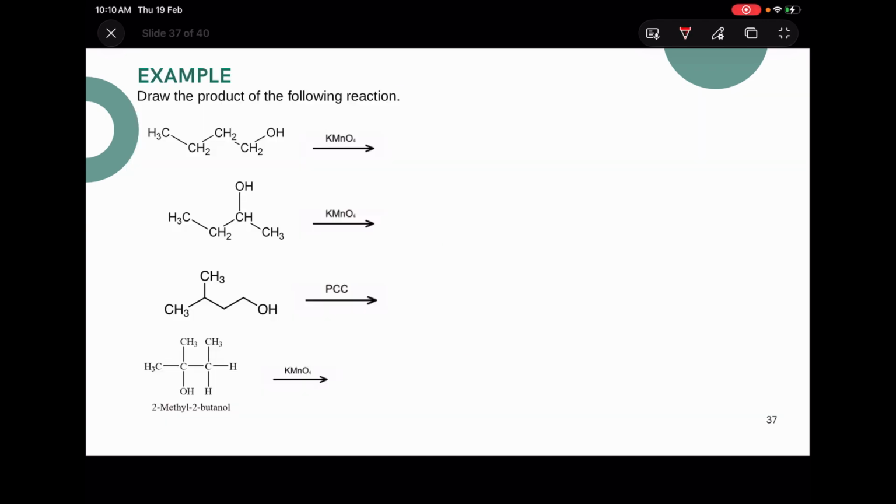Okay, let's do the example here. So if you can see here, first of all, you need to know whether the hydroxyl group is attached in the middle, or at the terminal, which is dekat hujung lah. So if you can see the first structure of alcohol, OH is attached at the terminal, which is the first carbon. So when it reacts with potassium permanganate, which is the strong oxidizing agent, as I said, alcohol will oxidize into carboxylic acid.